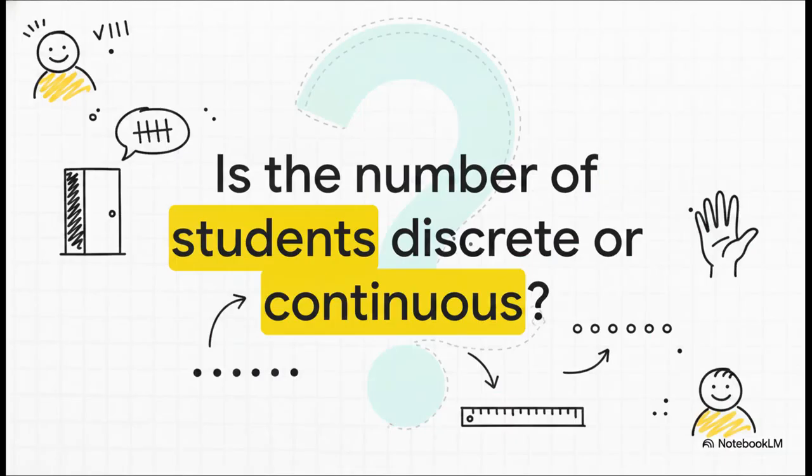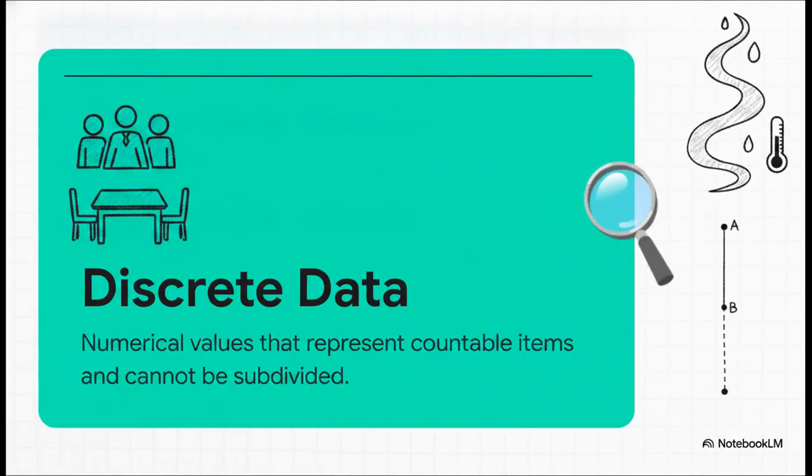Let's try one more on data types before we hit the final round. Is the number of students in a class considered discrete or continuous quantitative data? Think about how you actually physically count the people in a room. If you pictured whole numbers, you are definitely on the right track. The answer is discrete quantitative data.